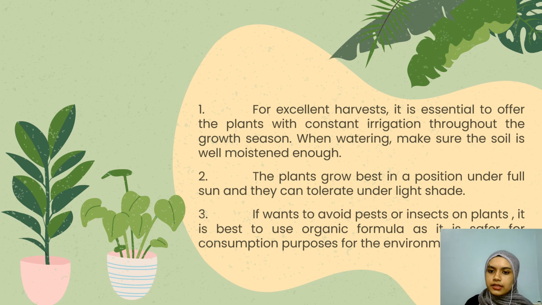For an excellent harvest, it is essential to provide the plant with constant irrigation throughout the growth season. When watering, make sure the soil is moist enough. The second one is that the plants grow best in a position under full sun and they can tolerate light shade. Lastly, if you want to avoid pests or insects on plants, it is best to use an organic formula as it is safer for consumption and for the environment.